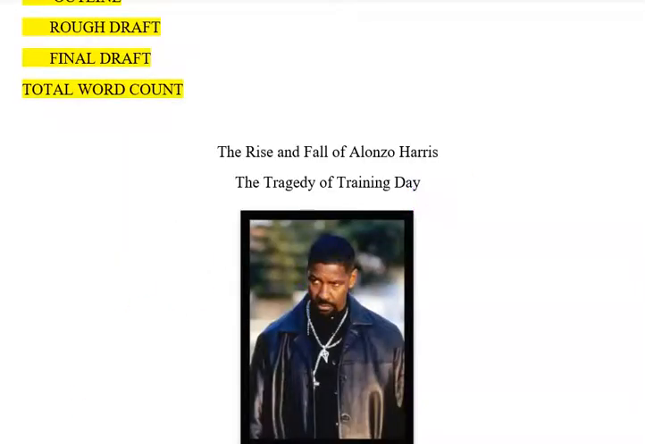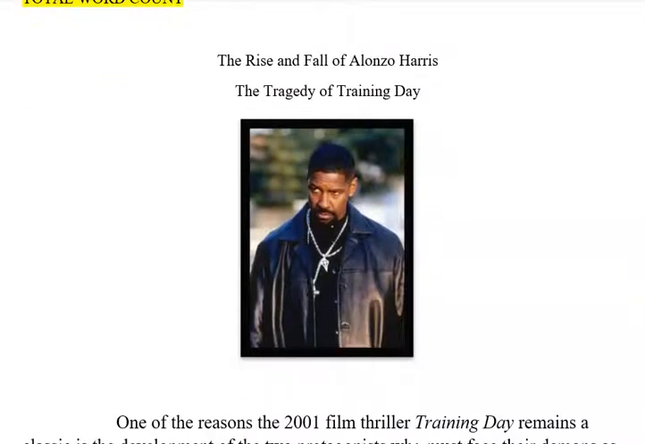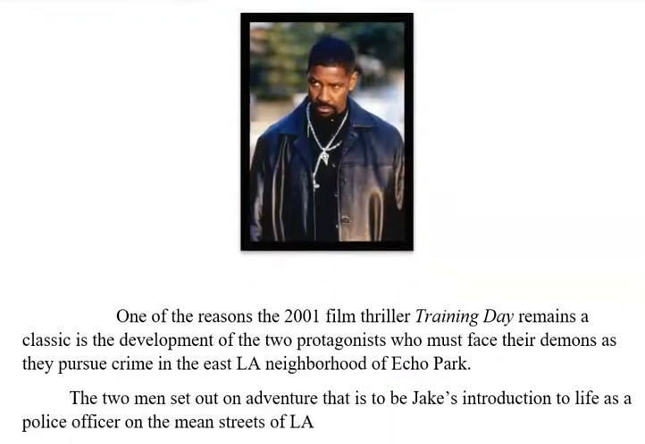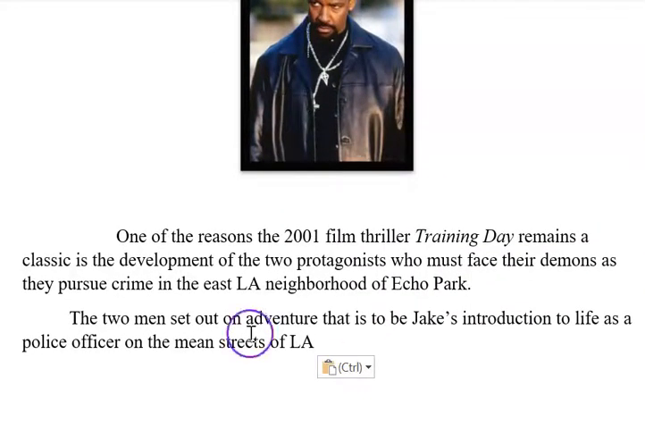I have the title. I changed the image because this is an essay about Alonzo. The fact that he's in a buddy situation is not the most important thing about the essay. And I decided to put a black frame because it's a dark movie. Now this is where I popped over from the outline.